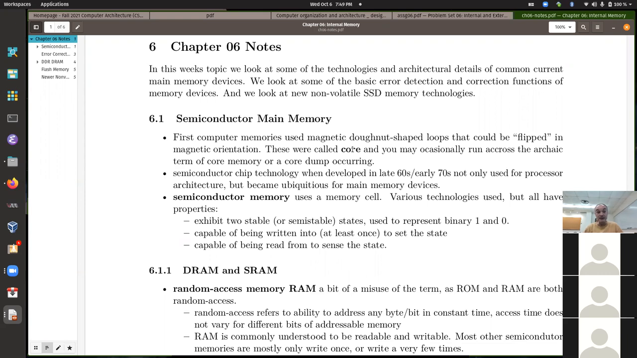technology, when computer memories were made from actual magnetic donut shaped loops that were built up into grids. By running power along two different lines where they would intersect, you could flip the magnetic orientation from pointing north to pointing south in order to represent a bit, and you could also detect which way it was pointing in order to read the bit back out, right?